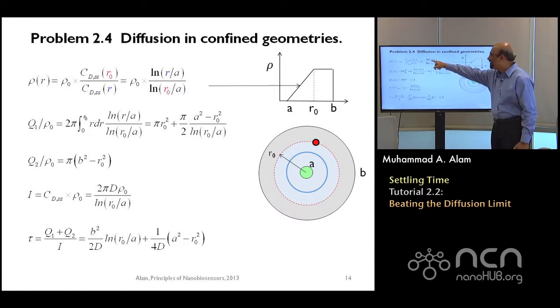I want to emphasize, this is not a straight line, by the way. You can plot it out. It's a log of R over A, log of R0 over A. So it will be a curved line. And so it's something that you can plot out. But it's just to give an idea of how the carrier density is not constant, but rather changing as you move away from A towards R0.